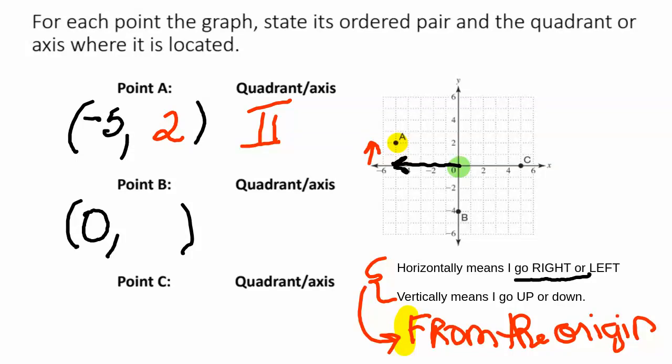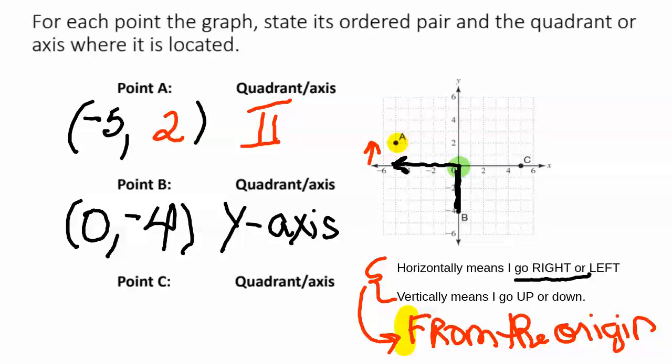That's my right-left number. From that green dot, which is the origin, I'm staying at that origin. But in order to go to B, I've got to go down 4. And this is on the y-axis. It's sitting right on the up-down line.